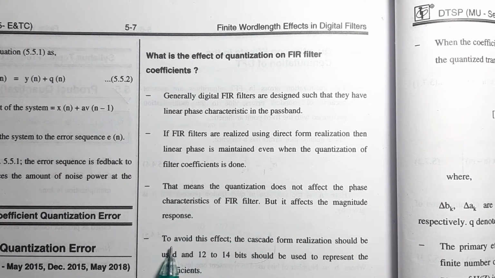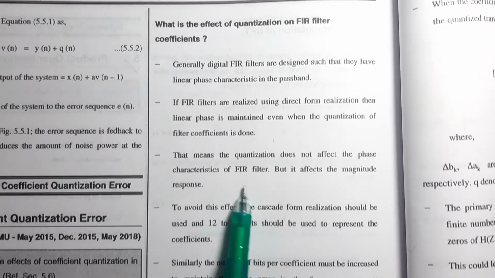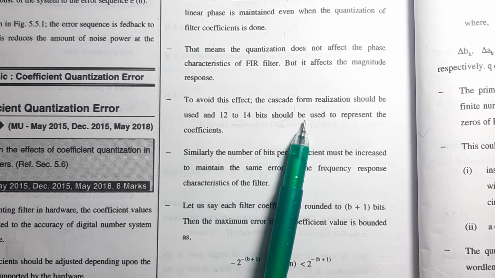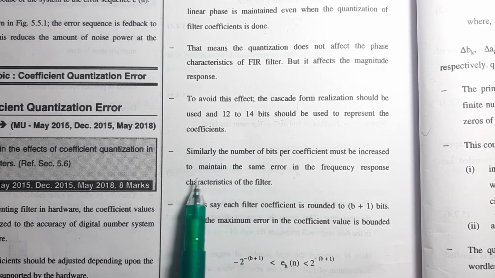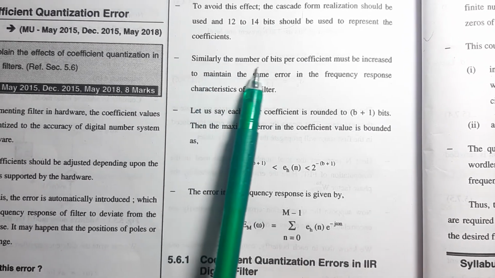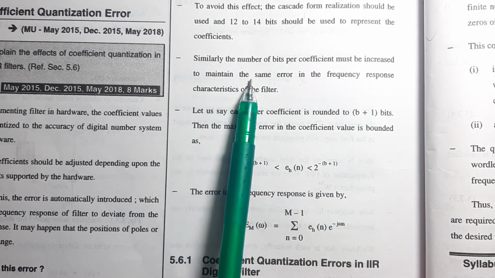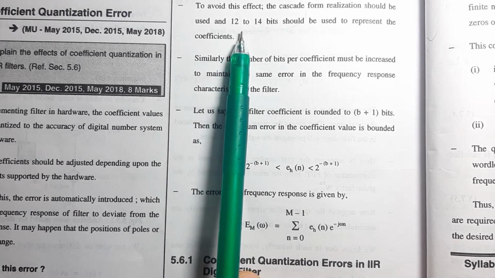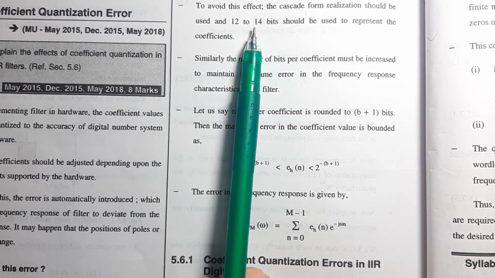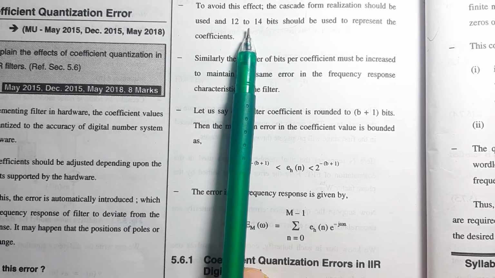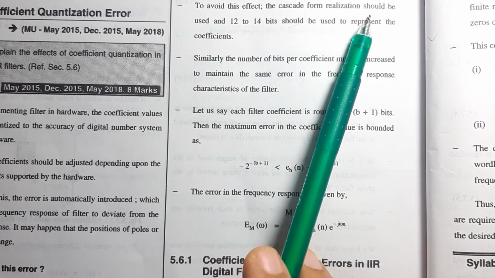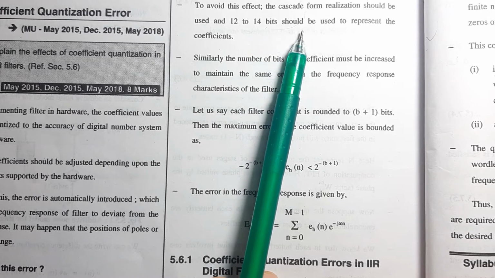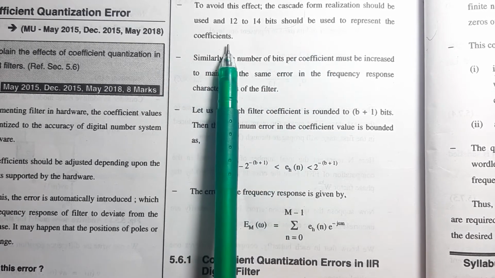response. Now, to avoid this effect, the cascade form realization should be used, and 12 to 14 bits should be used to represent the coefficients. Similarly, the number of bits per coefficient must be increased to maintain the same error in the frequency response characteristic of the filter. So, in order to avoid the quantization error, the cascade form realization should be used, and your 12 to 14 bits should be specifically reserved to represent the coefficients alone.